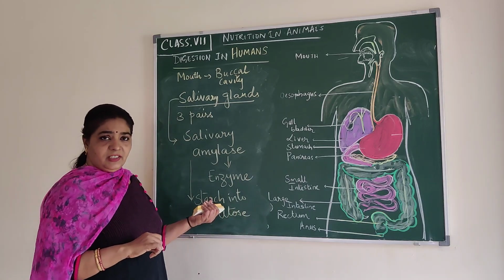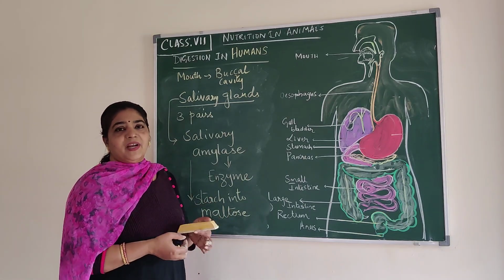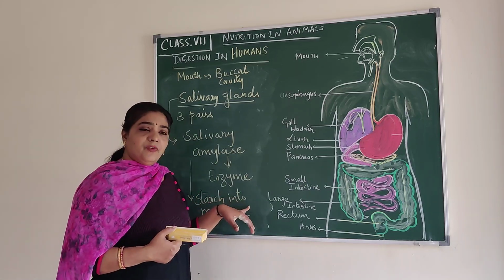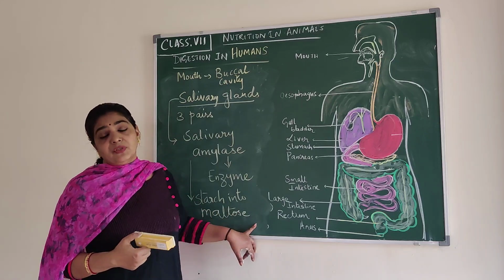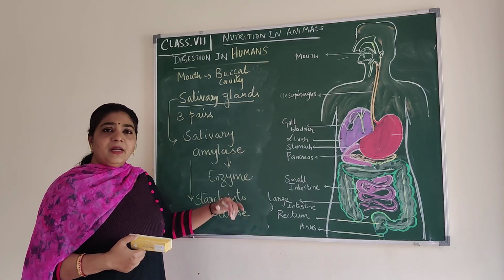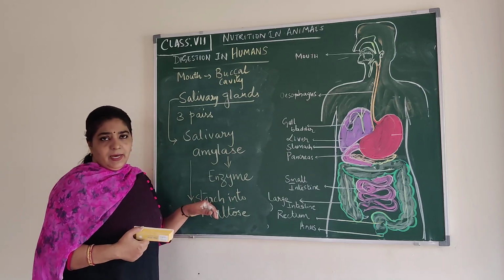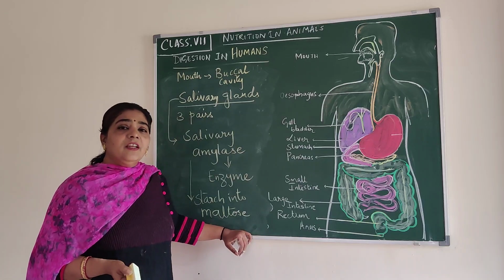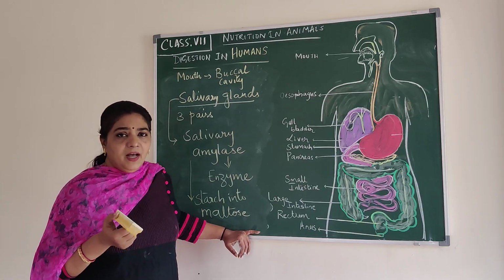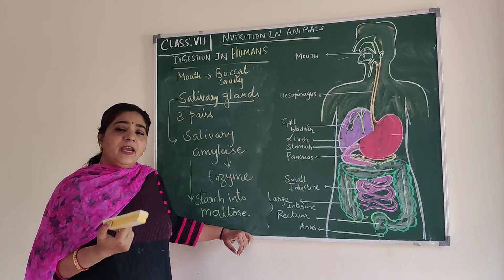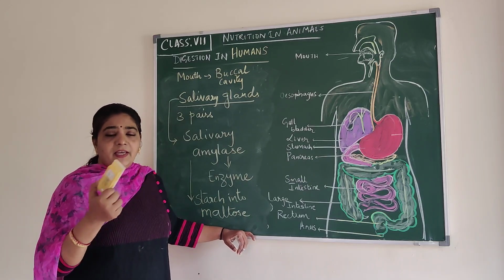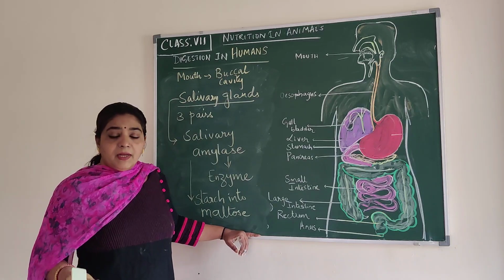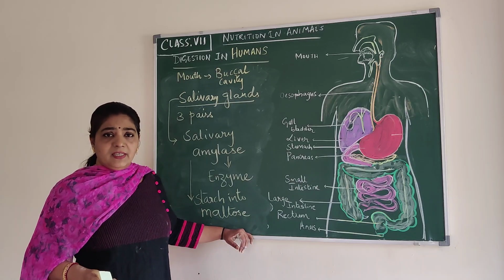What is starch? Starch is a carbohydrate. We are taking rice, right? Rice contains starch, so it will help in converting starch into maltose. Maltose is another carbohydrate, but it is simpler compared to starch. That's why they say that digestion begins right from our mouth, because there itself the starch, which is a complex food, is getting converted into another simpler substance, that is maltose.